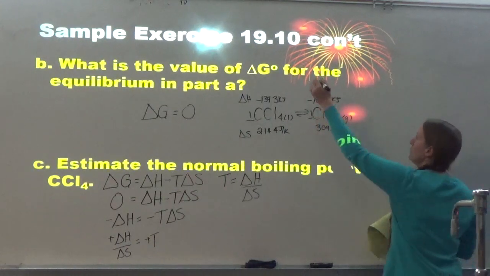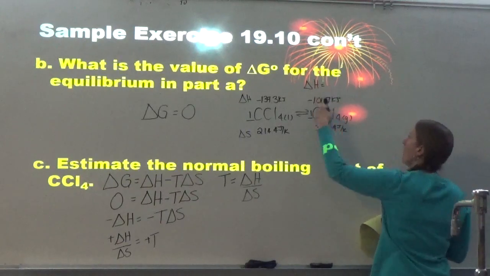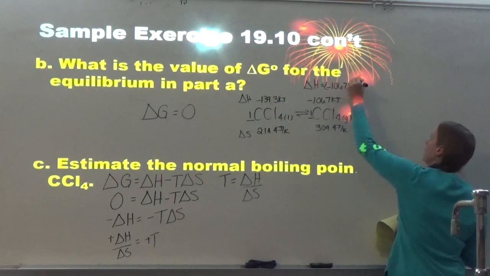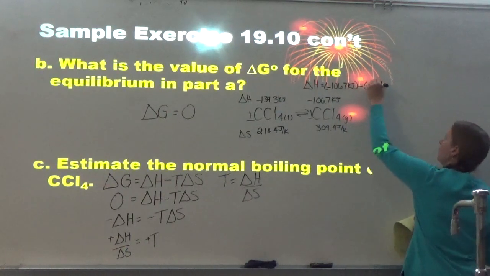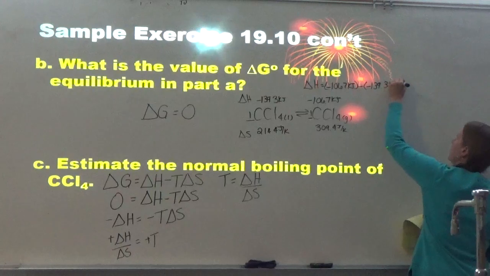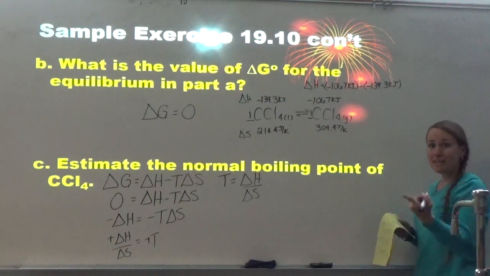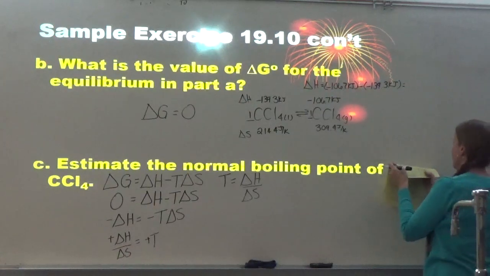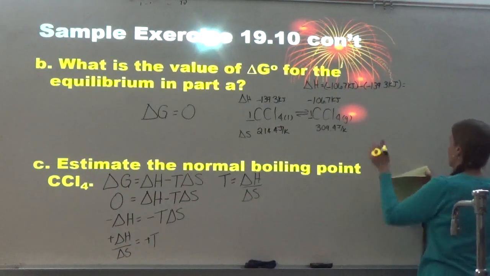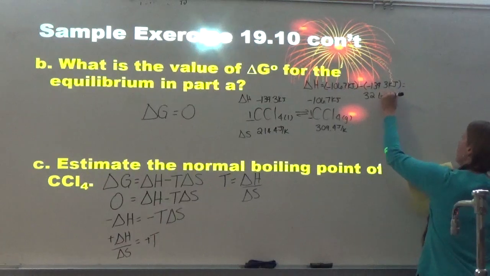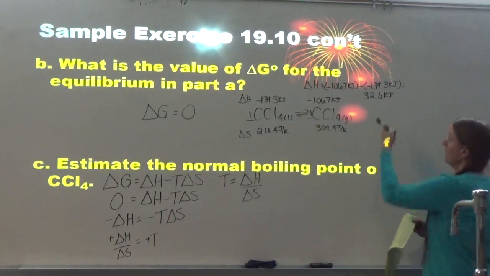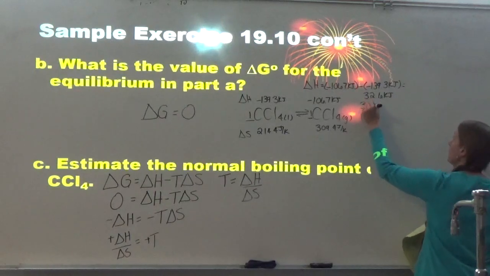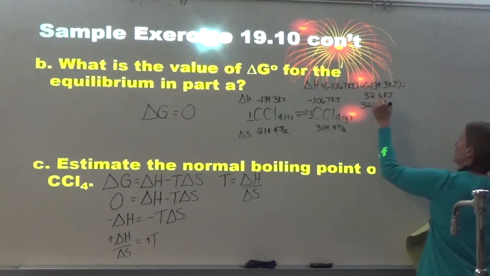First let me do my delta H. Remember, it's products minus reactants. So it's negative 106.7 minus negative 139.3. Make sure you realize it's minus a negative, so really you're adding. For delta H, I ended up getting 32.6 kilojoules, but of course, what's the problem? I've got kilojoules and joules, so I've got to convert one of them. I just chose to convert this one to joules.